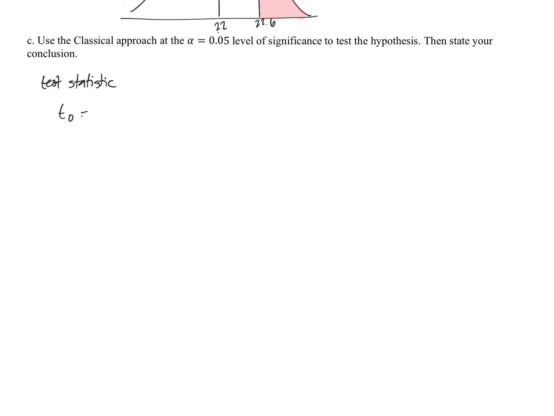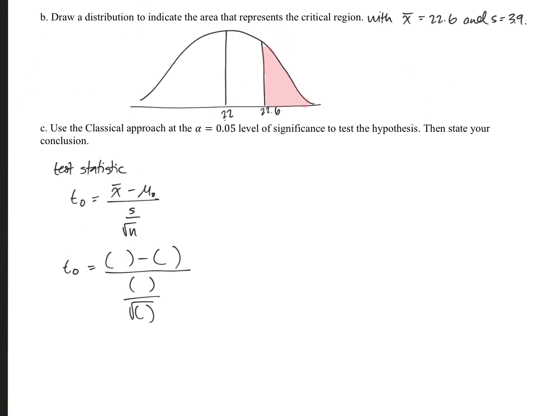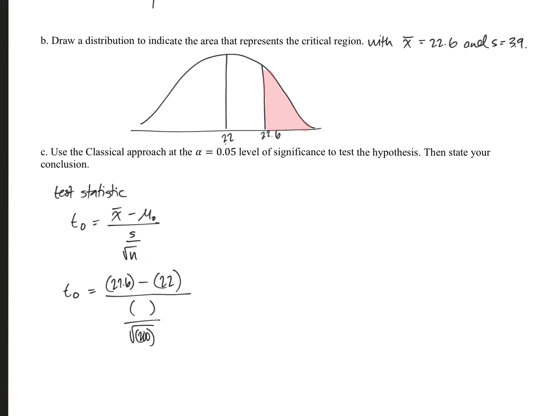And we have t sub 0 is going to be x bar minus mu sub 0 over s divided by the square root of n, our sample size. Once again, always write out the formula and then plug in the values, and then you can use your calculator to figure out the rest. So what is our x bar value? Well, we were given x bar of 22.6, and then our mean was 22 that we're testing with, mu sub 0. Our sample size n was 200, and our standard deviation was 3.9.